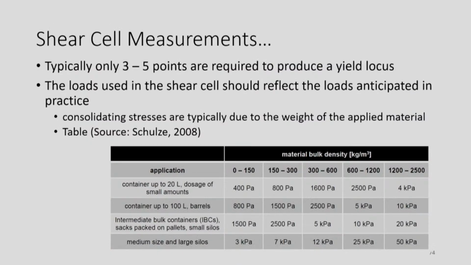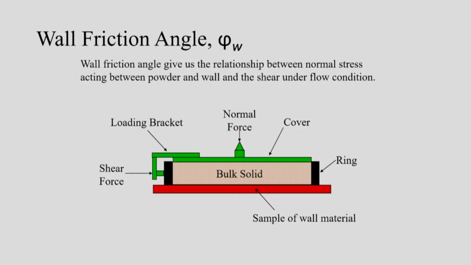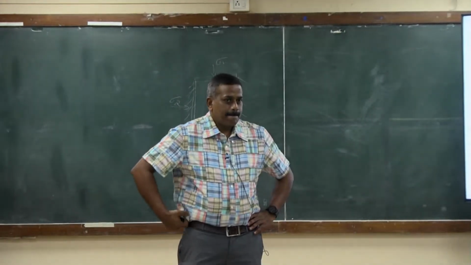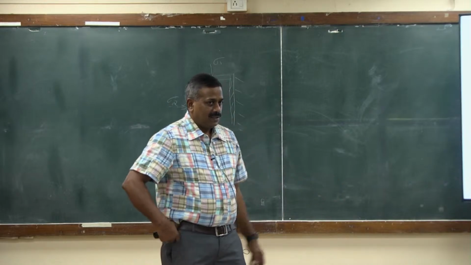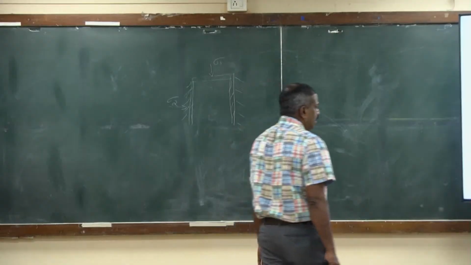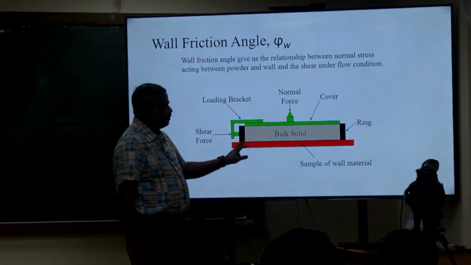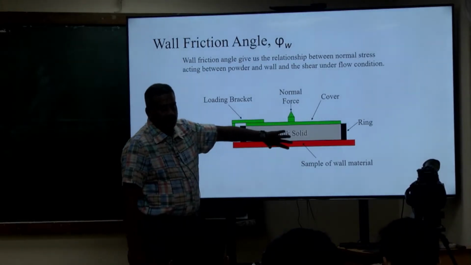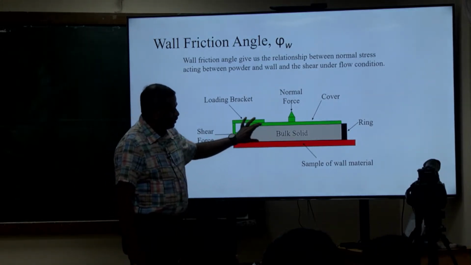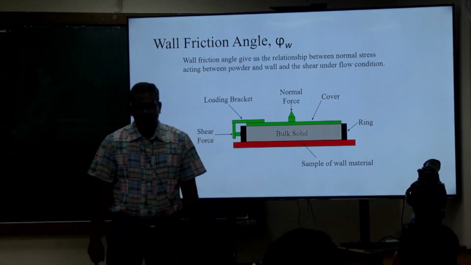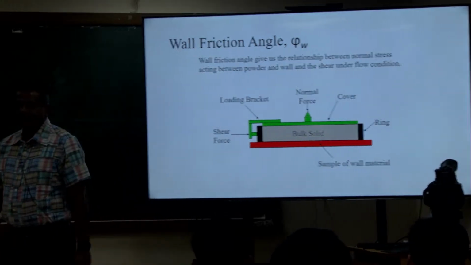Your question? Go ahead. Sir, we are here measuring only friction between wall and particle? No, here it's between the material and the particle. Like a lower plate? So this is the wall material, and then the bulk solid will be above that wall material, they are moving like that. Yeah, the whole thing is moving. Okay. Any other questions?